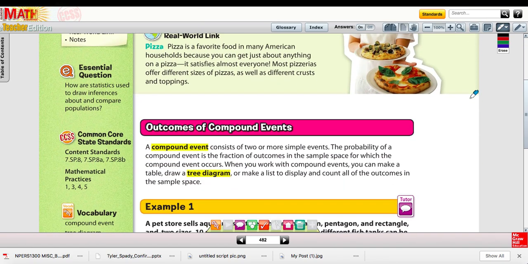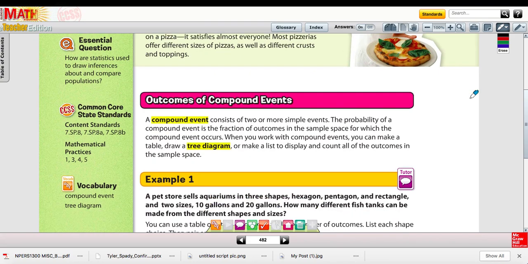Two vocabulary words on page 482 are compound event and tree diagram. A compound event consists of two or more simple events, and a tree diagram is one method that you can use to solve problems involving compound events.